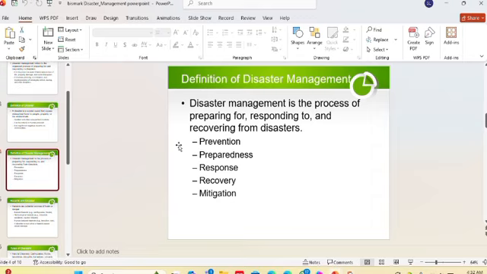Then we come to response. Response mostly happens after a disaster. For example, let's say there is a flood in a certain place, and immediately after that flood has occurred, response will take place. Another factor is recovery. Recovery is a situation whereby, after a disaster occurs in a place, you recover. For example, there is a flood, properties have been swept away, so that's the recovery phase. Mitigation are those structures used in a disaster.